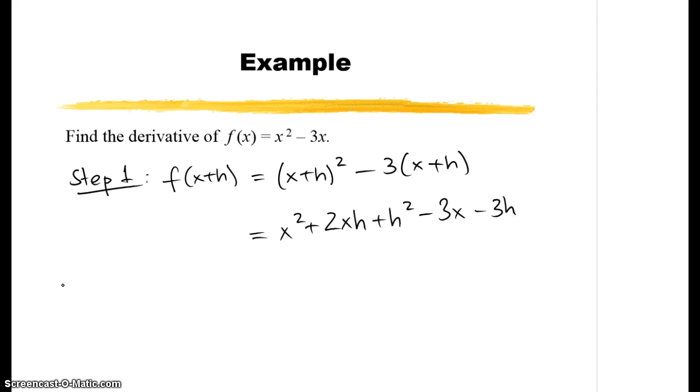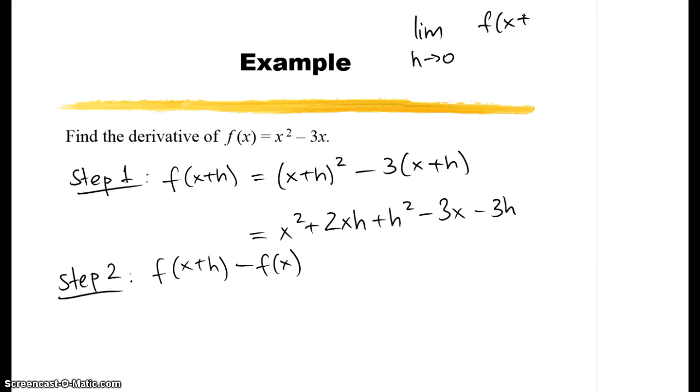Okay. Step 2 was to look at f of x plus h minus f of x. Right? I'm building up to this definition here. Always remember this formula in the back of your head. This is what you're working with. The limit of the difference quotient. That gives you the derivative. Okay, so I'm building up towards that.